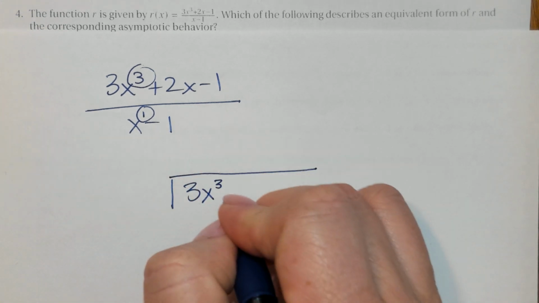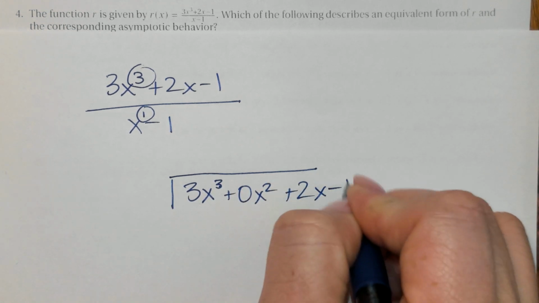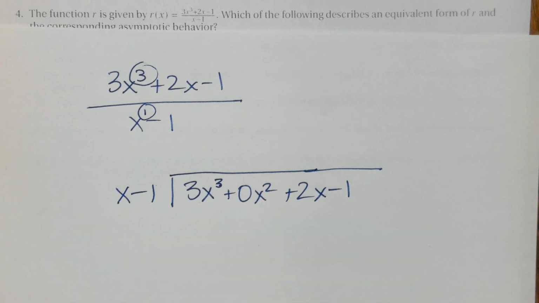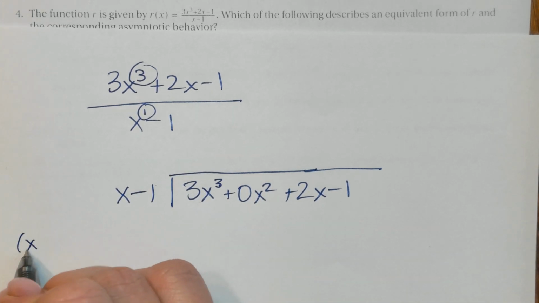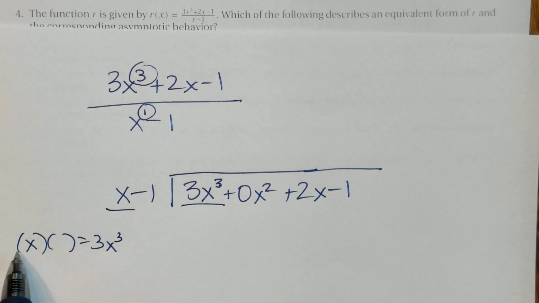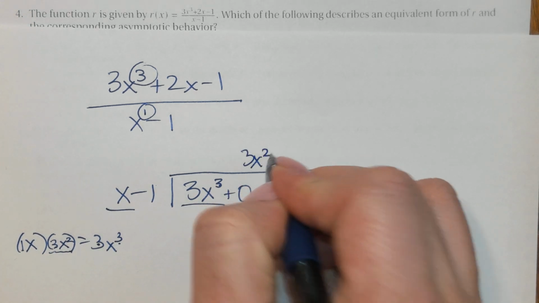Everything needs to be accounted for. So this is to the third power, to the second power, to the first power, and the 0 power. As a reminder, how do we do this? X times what quantity equals 3x cubed? 1 times 3 is 3. I need a total of 3 x's, so I need to attach 2 more. This is what goes up above.